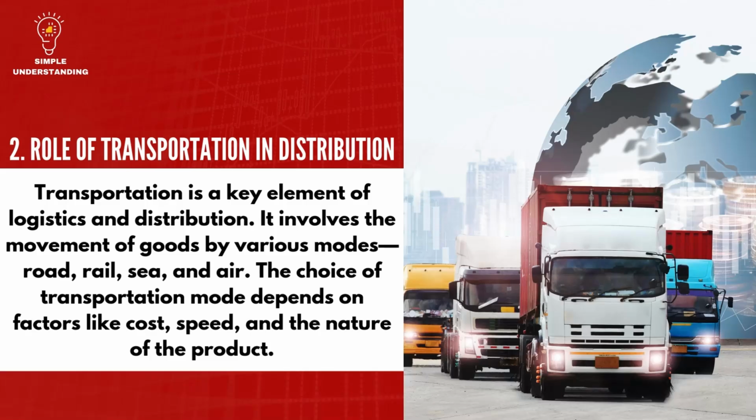2. Role of transportation and distribution. Explanation. Transportation is a key element of logistics and distribution. It involves the movement of goods by various modes: road, rail, sea, and air. The choice of transportation mode depends on factors like cost, speed, and the nature of the product.